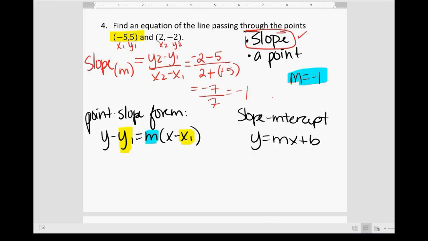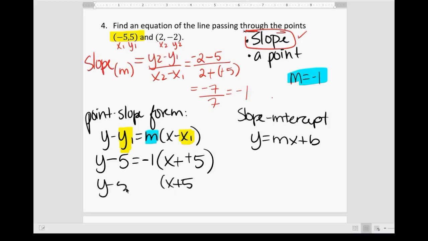Okay? Now, so let's plug in. So we have y minus my y coordinate of the point that I'm using, which in this case is 5, equals m. The slope is -1 times x minus the x coordinate of the point I'm using, which is -5. So now in this parentheses, x minus a negative, that simplifies to x plus 5. So on the left I have y minus 5 equals -1 times x plus 5.